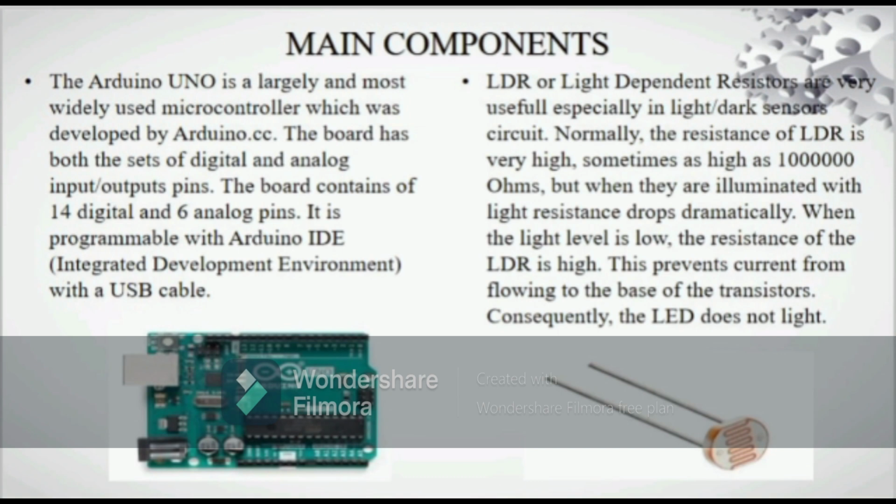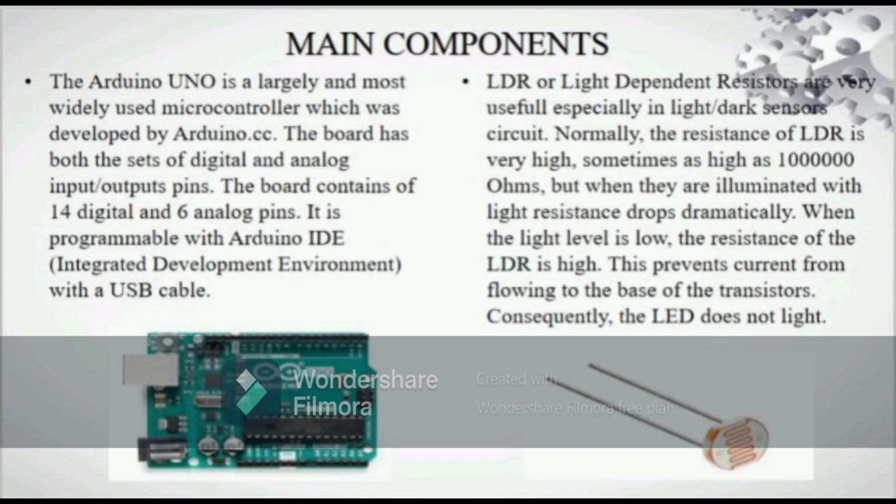There are two main components that we use in our mini project. The first one is Arduino Uno. The Arduino Uno is a widely used microcontroller which was developed by Arduino CC. The board has both sets of digital and analog input-output pins. The board contains 14 digital and 6 analog pins. It is programmable with the Arduino integrated development environment with a USB cable.